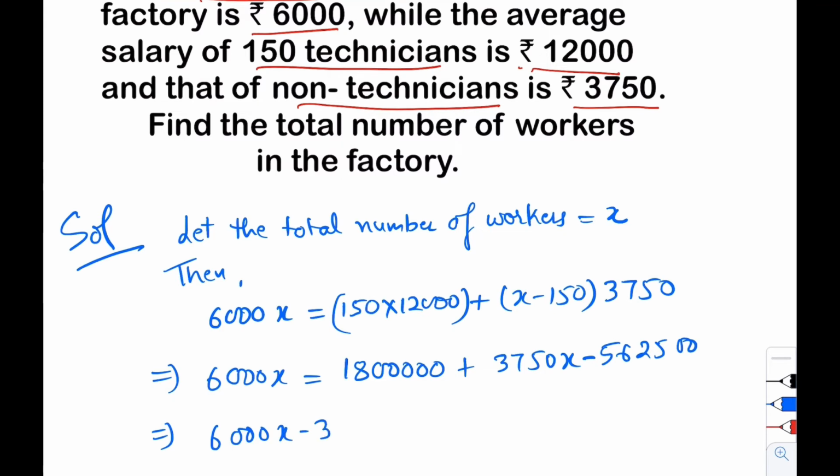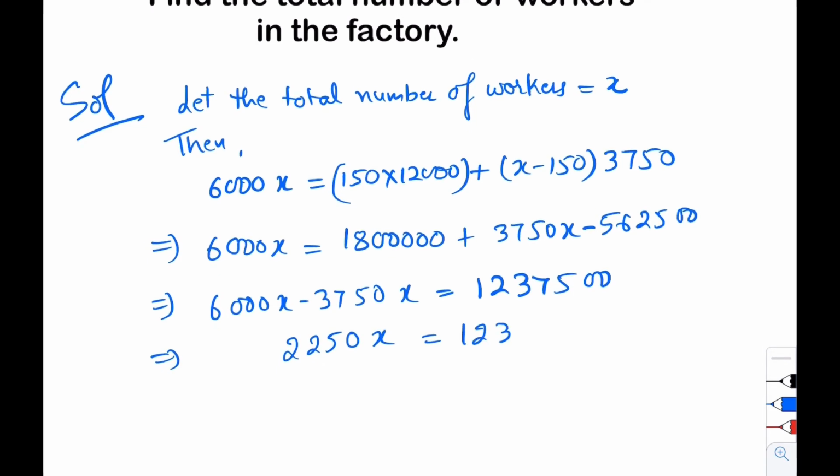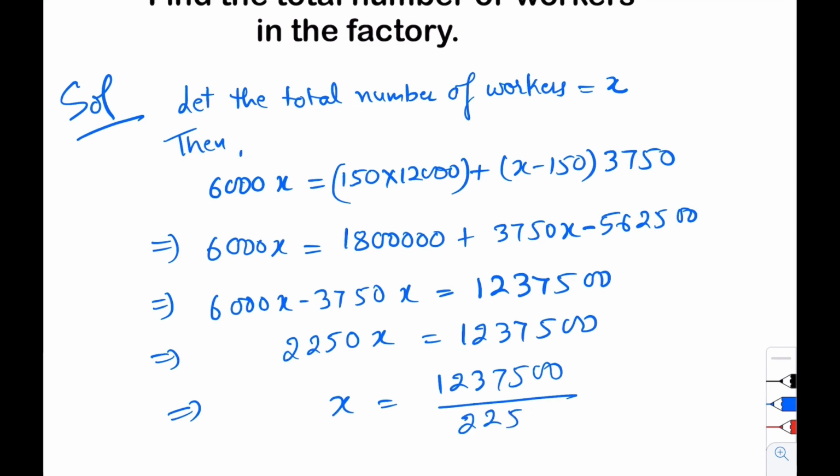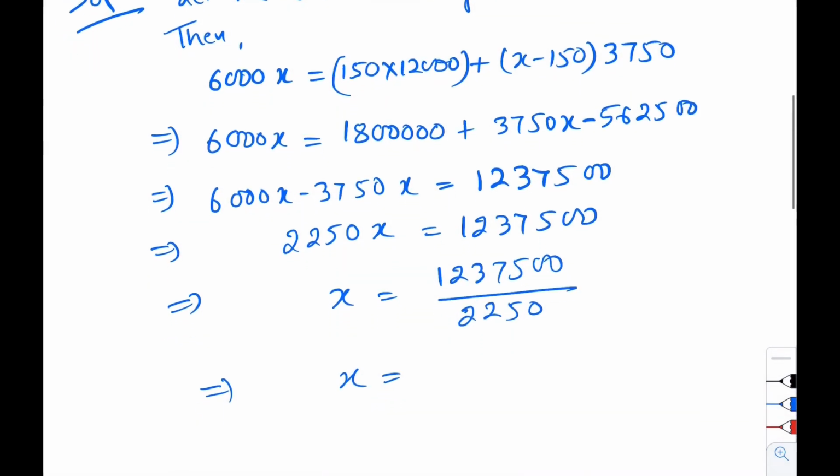This implies 6,000x minus 3,750x is equal to 1,237,500. This implies 2,250x is equal to 1,237,500. This implies x is equal to 1,237,500 upon 2,250. Now this implies x is equal to 550.